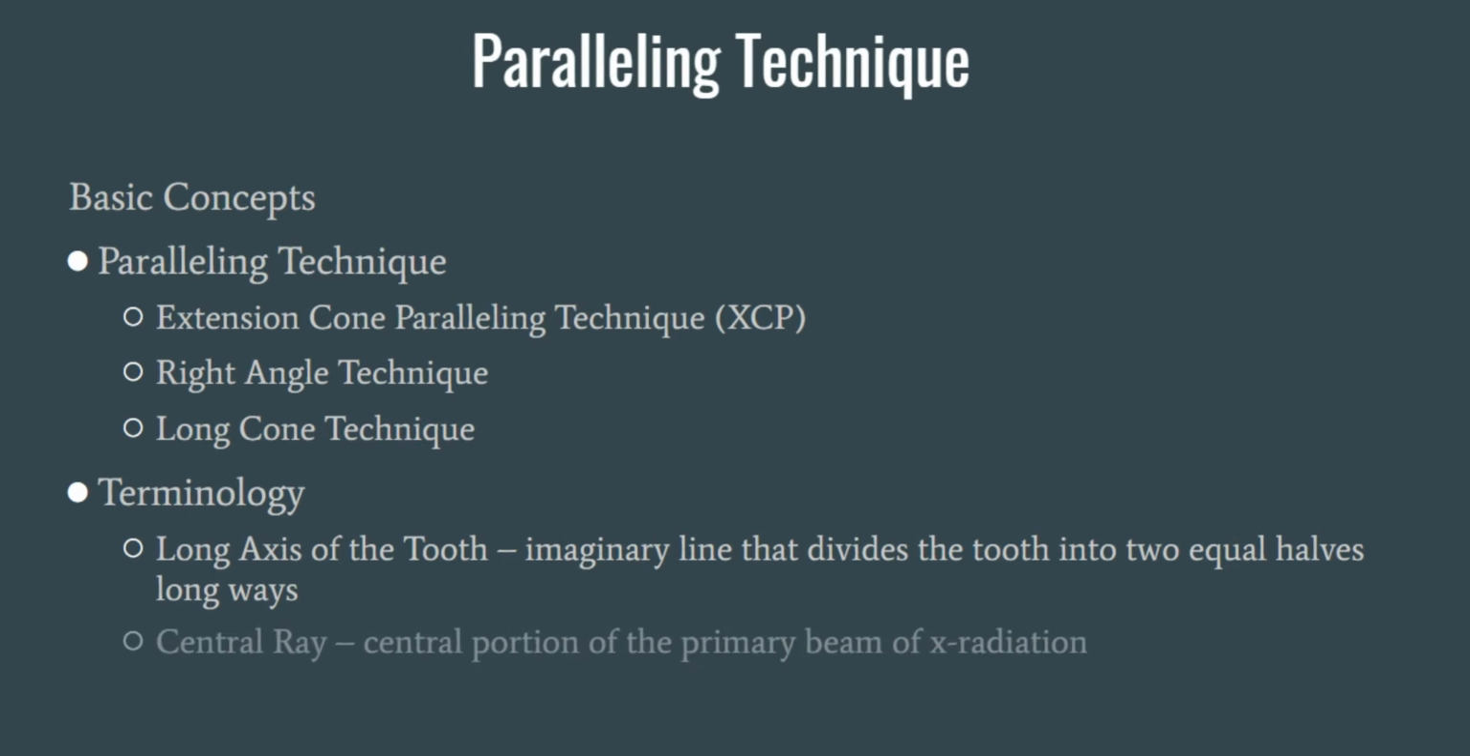And the second term is the central ray. This is the central portion of the primary beam of X radiation. So basically it is the main part of the beam that is doing most of the work when we're taking the X-ray. So how does this paralleling technique work?